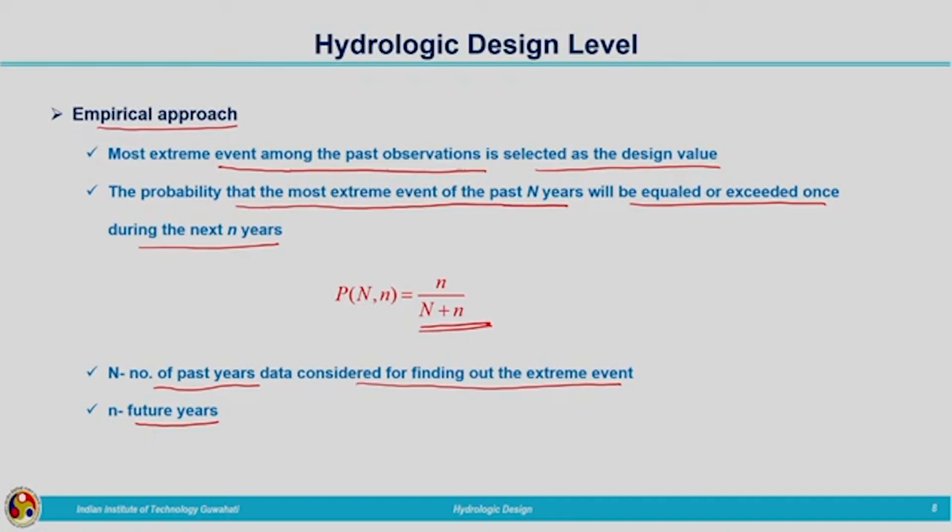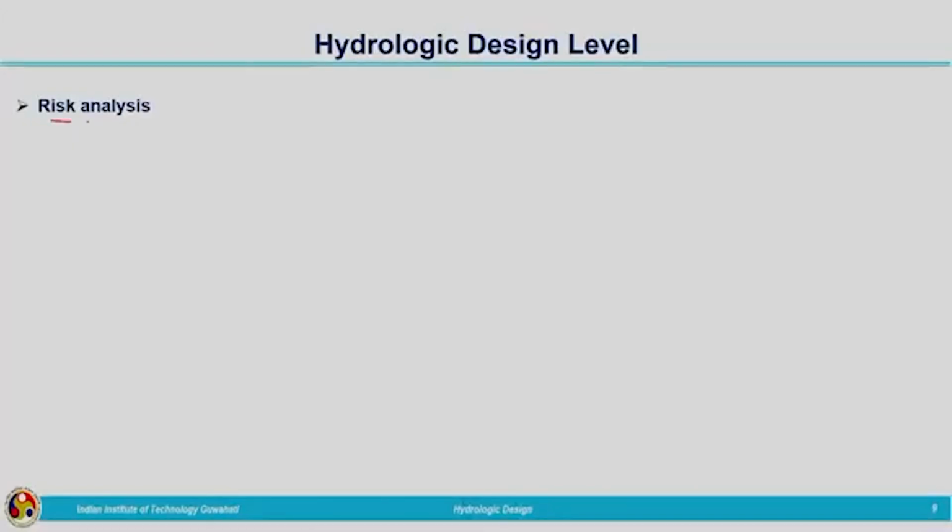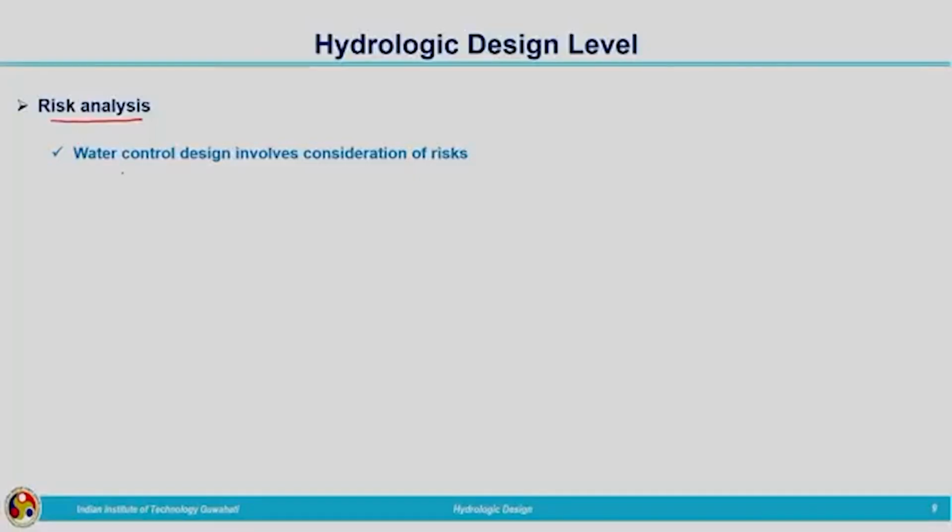And the next important method is risk analysis. That is the third approach which is used for finding out the hydrologic design level. Whenever we are going for a particular hydrologic design, we need to carry out the risk and reliability analysis. What is meant by this risk analysis? We know already that water control design involves consideration of risk. This is mainly related to the water control.